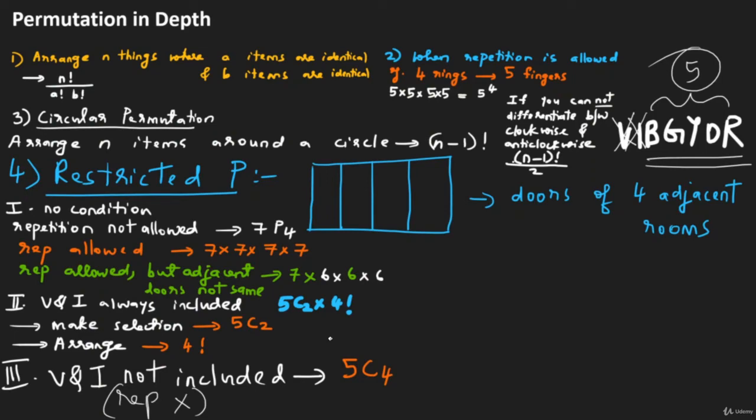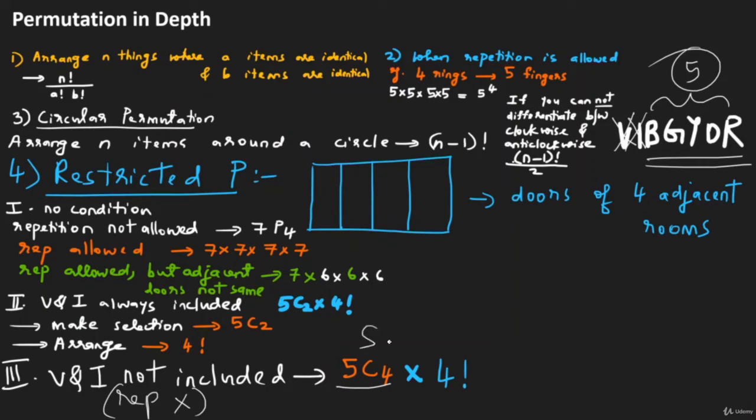Now, after you have done the selection, let's do the arrangements. You have 4 colors which you have selected over here, and you have 4 doors on which you need to apply the colors. So this can be done in 4 factorial ways, right?